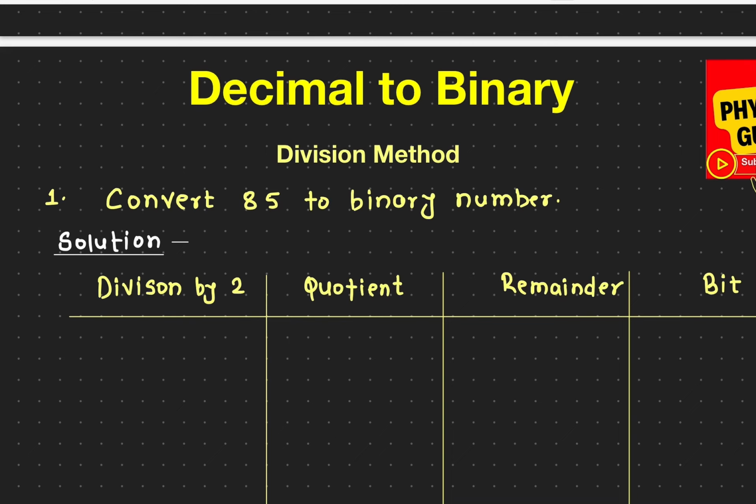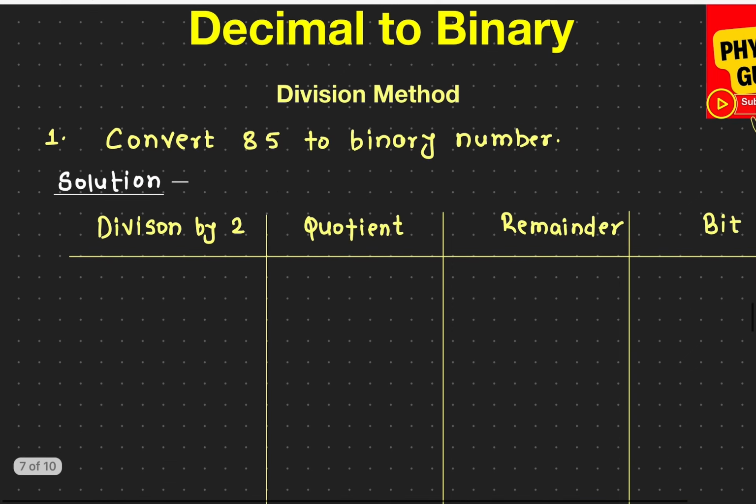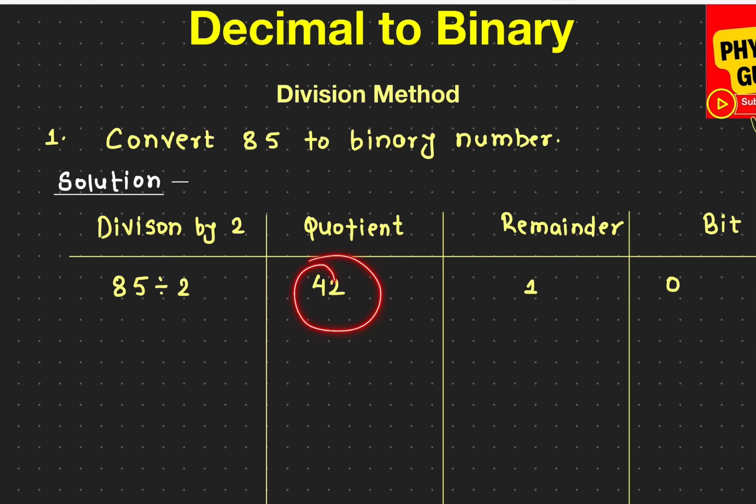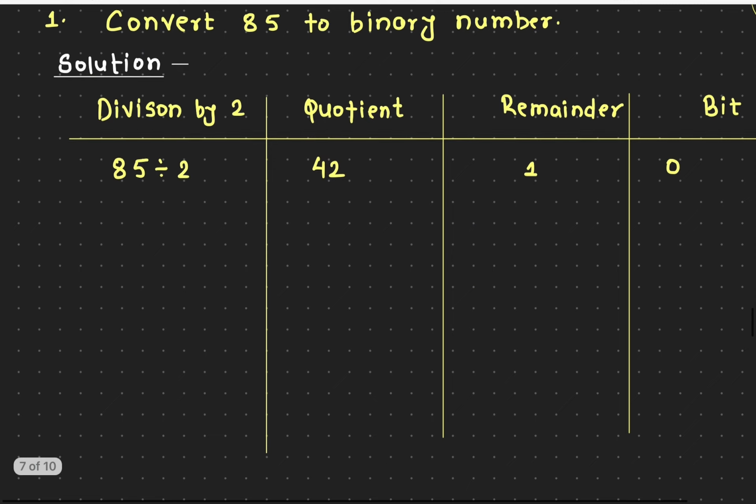So let's start. The first thing you have to do is divide 85 by 2. 85 divided by 2, what do you get? You will get 42 as a quotient and the remainder will be 1. This one we call bit 0. The next thing, we have to divide 42 by 2. 42 divided by 2, you'll get 21. Is there any remainder? No, there is no remainder.